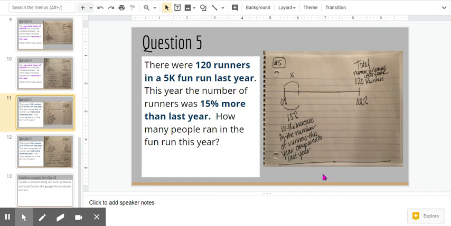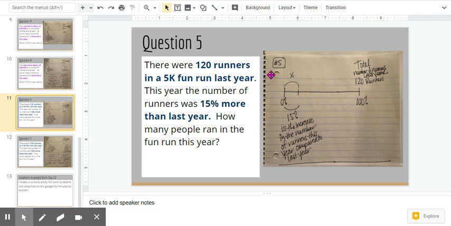So on my line diagram, I draw 0 to 100%. 120 runners is the total number of runners last year. 15%, I sketch where that would be. It's a smaller percentage, less than 50%. 15% is the increase in the number of runners this year compared to last year. That's why this 120 is the total. That is what we're basing this 15% on.